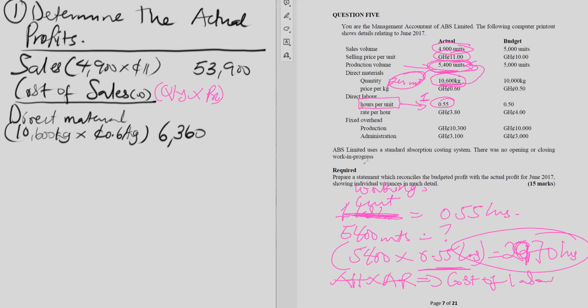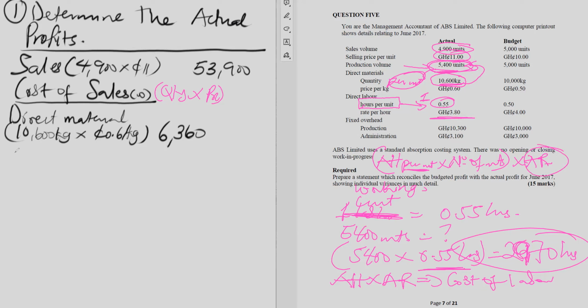So in simple terms, you are just taking your actual hours per unit times the number of units, which gives you your actual hours in total. Then you multiply this by your actual rates that were used, because this one is for 1 unit, for all the 5,400 units produced. That gives you the 2,970. Then you multiply by the actual rate. And they said labor is being paid 3 cedis 80 pesos.